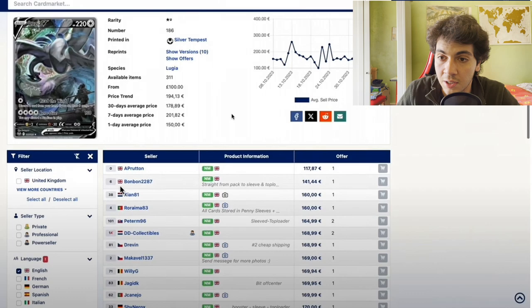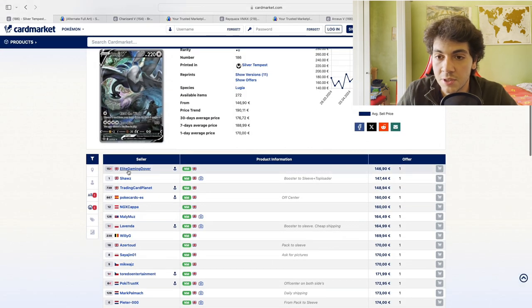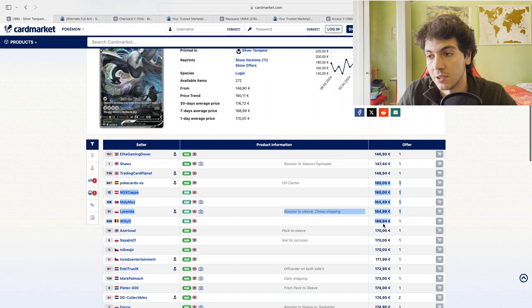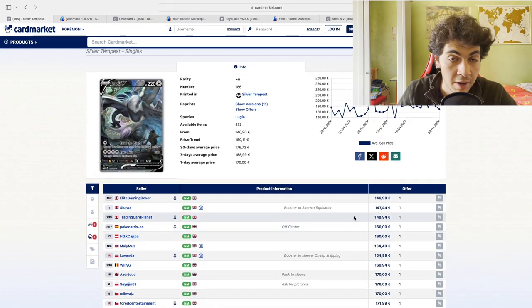So as you can see here, if we take out these two listings, which were from the United Kingdom, so it was not in the European Union, they were selling for as low as 160 euros. Now, taking a look at Lugia, as you can see here, there's still 2 listings in the United Kingdom, actually 3 now, and the lowest is still at 160 euros. So you could say nothing has really changed in 5 months.